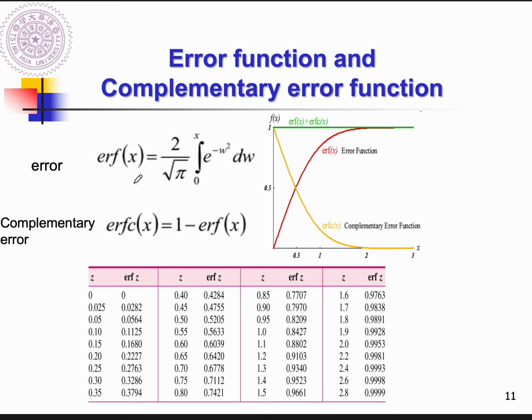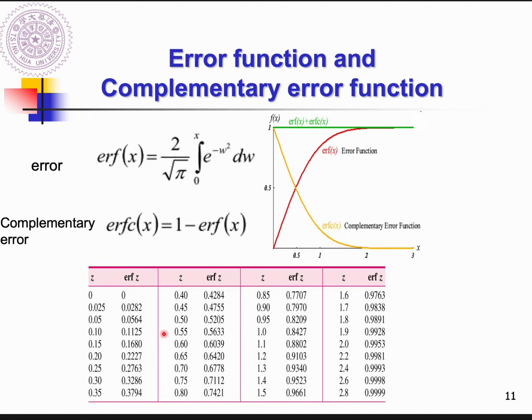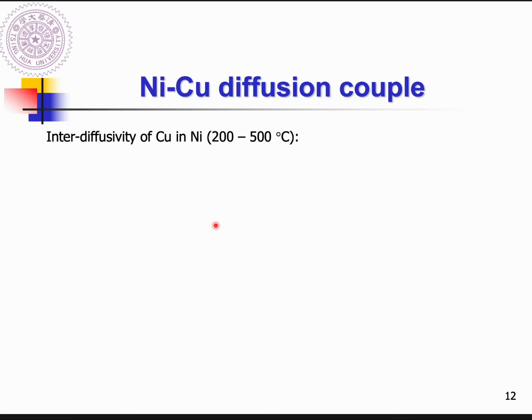Okay, so this slide is actually just for your reference. We always provide this table to allow you to check the value for the error function of z. And this is also the complementary error function, which equals 1 minus the error function. So now I'm going to give you an example here.